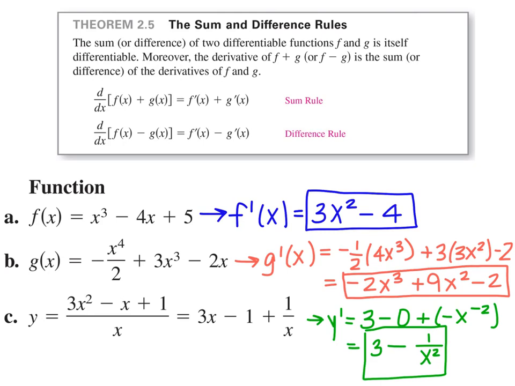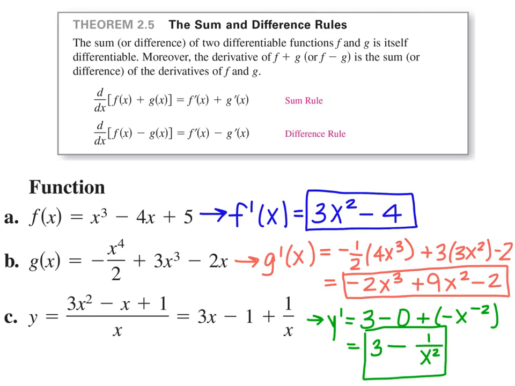So for our first example, I'm just going to take the derivative of x cubed, which is 3x squared, subtract the derivative of 4x, which is just 4, and the derivative of a constant, remember, is just 0. So my f prime of x is 3x squared minus 4. Our second example here is g of x. I have this expression, so I'm going to take the derivative of each of the pieces separately, and I end up with g prime of x is equal to negative 2x cubed plus 9x squared minus 2.